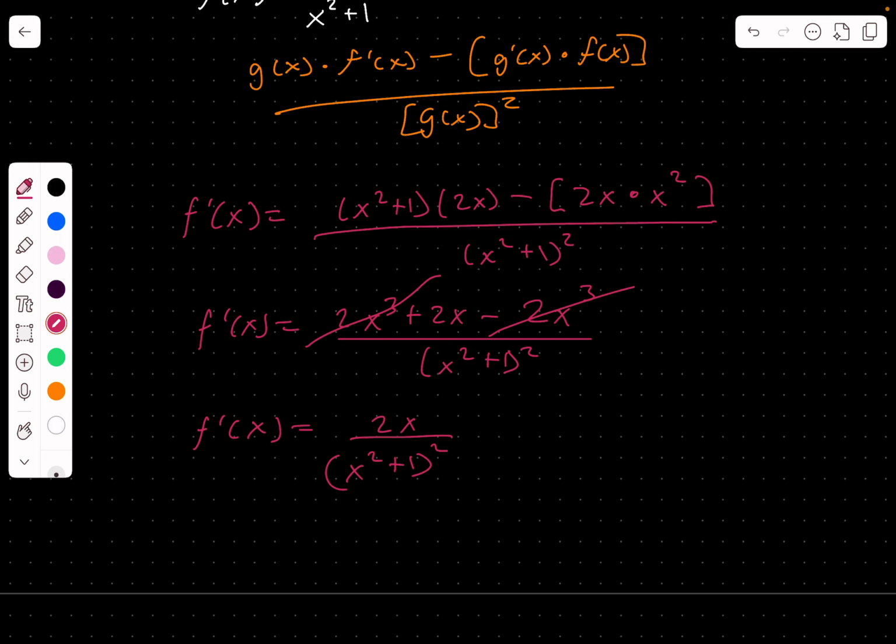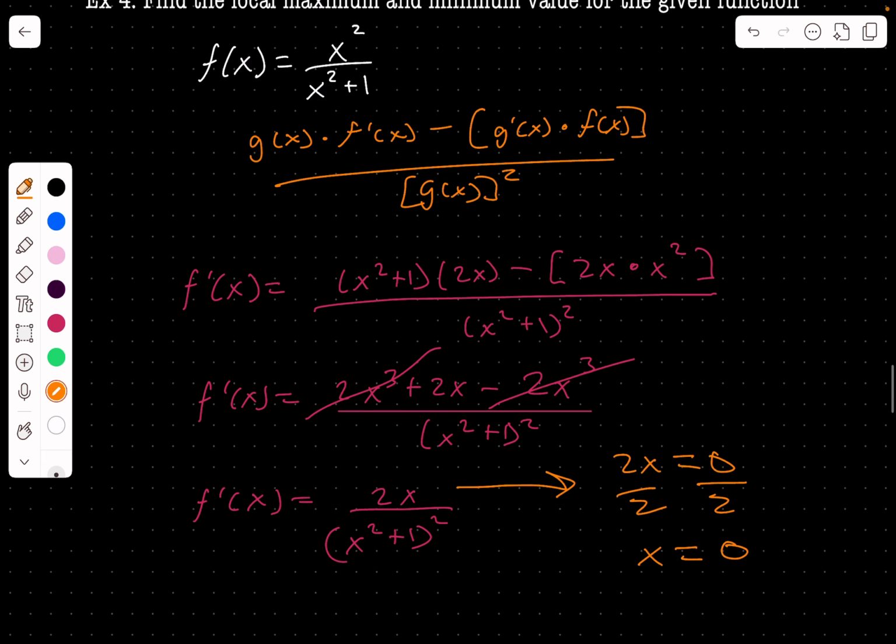Again, to find our critical points, we do not set the denominator and the numerator equal to 0. If we were to do that, then the whole derivative would become undefined and we wouldn't get anything. Therefore, we only take the numerator, 2x, and we set it equal to 0. When we divide by 2 on each side, we get x equals 0. Therefore, our only critical point for this function is just going to be 0.